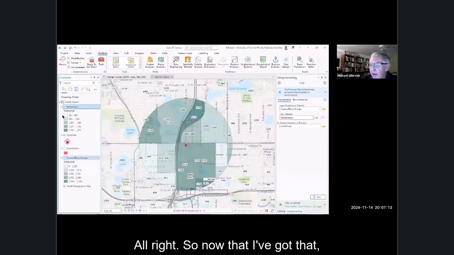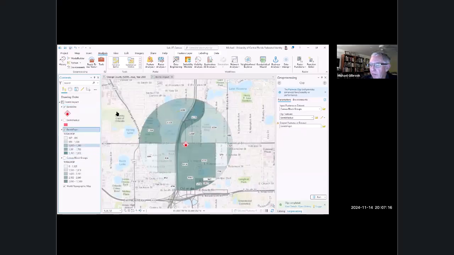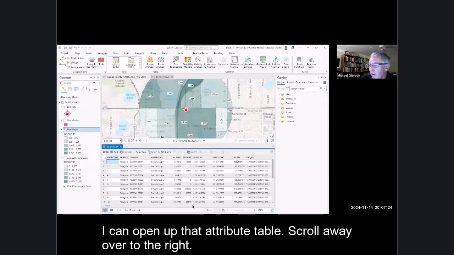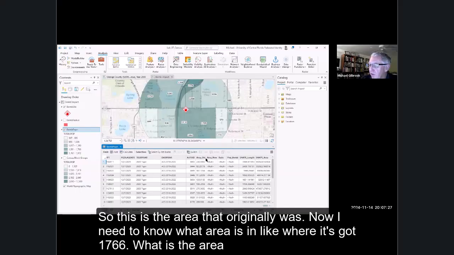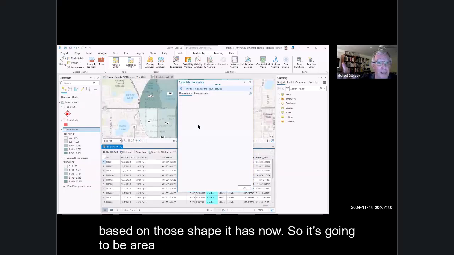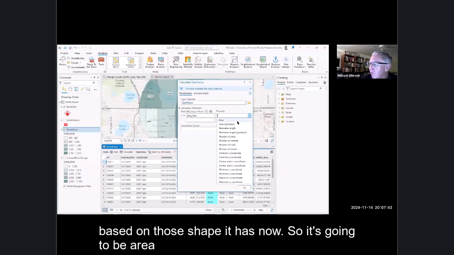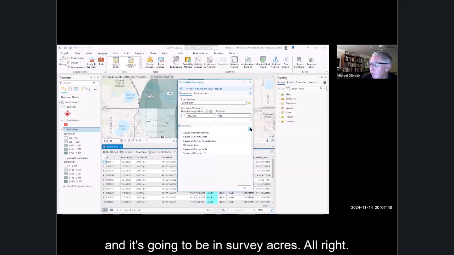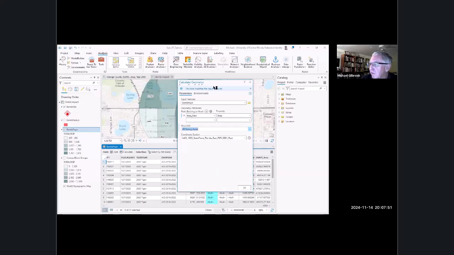All right. So now that I've got that, I can open up that attribute table and scroll way over to the right. So this is the area that it originally was. Now I need to know what area is in, where it's got 1766. What is the area of that piece of a block group? So I can right mouse click and calculate geometry based on the shape it has now. It's going to be area, in survey acres.